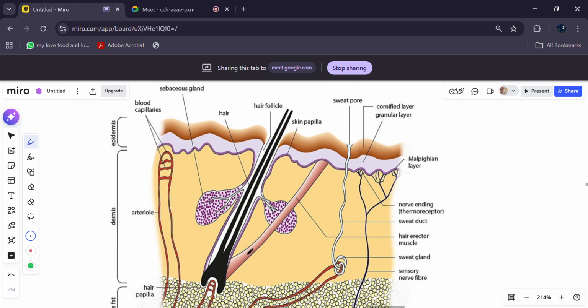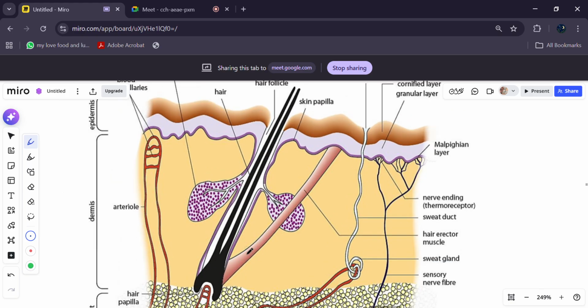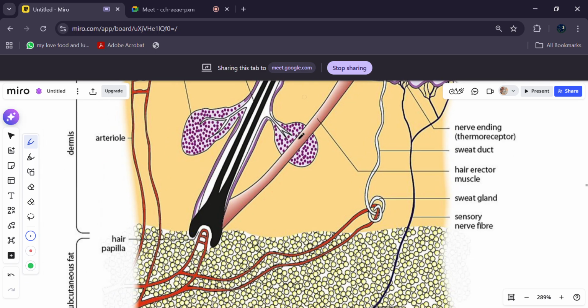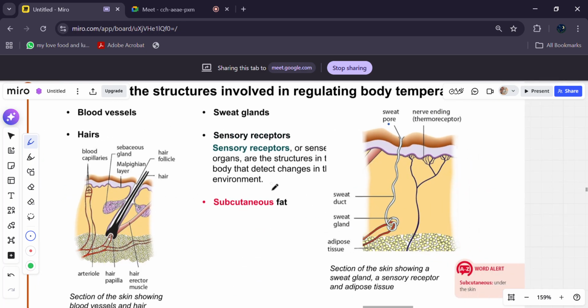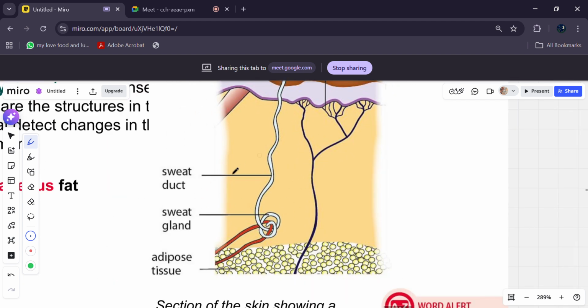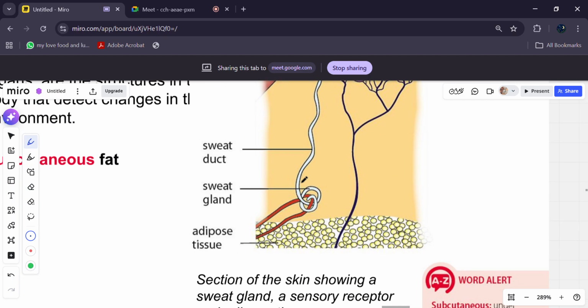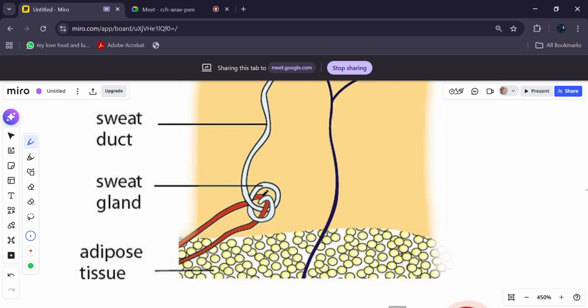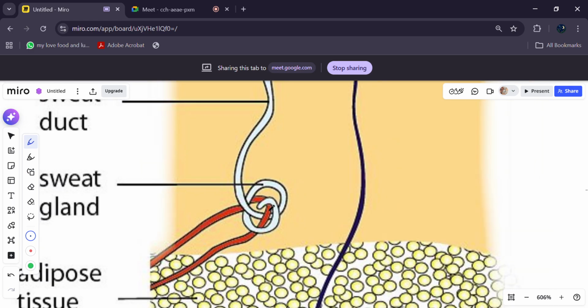Now we're going to talk about the sweat glands. Each sweat gland is a coiled tube formed by the downgrowth of the epidermis. Here's a sweat gland. It forms a tight knot, and blood vessels are also involved. They tie each other together and become entangled.